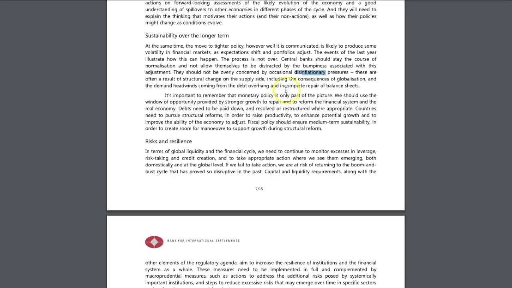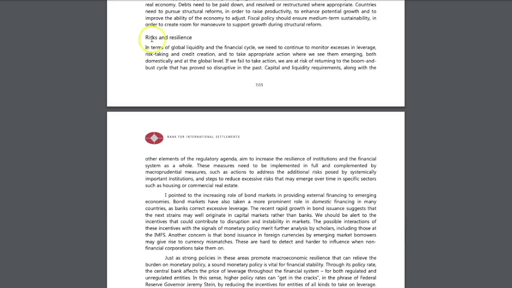So that is something that could put a risk, that challenges a risk to that overall global liquidity. And then right below that, I came down to risks and resilience, and it talks about global liquidity. This is really what we're interested in, right? In the financial cycle, which has now been going on for 12 years, we need to continue to monitor excess in leverage and risk-taking and credit creation. What's happening right now? Well, all those things are happening, right? And we need to take appropriate action where we see them emerging, both domestically and at the global level.